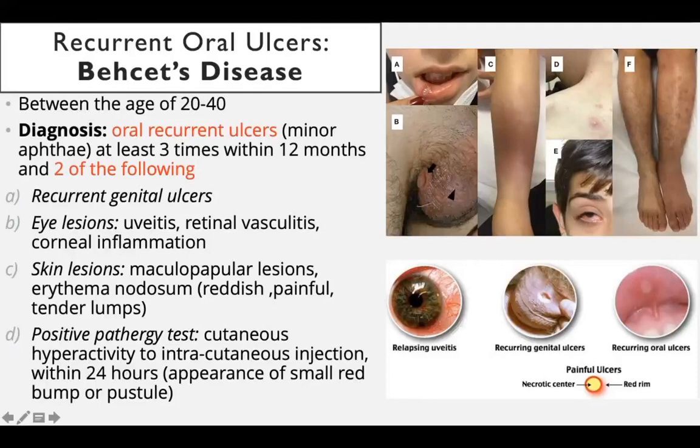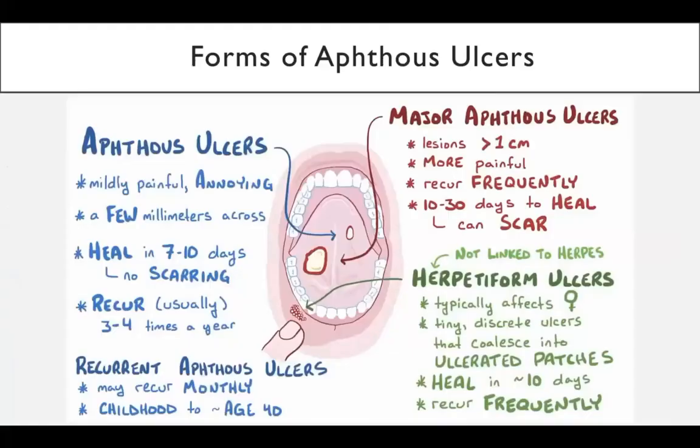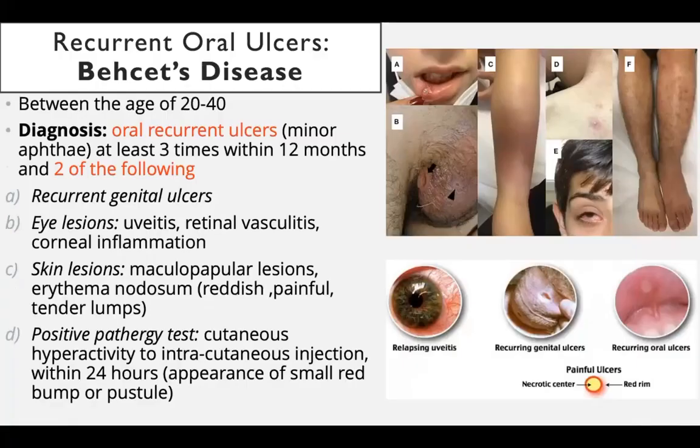So we finished aphthous ulcer, and now we are going toward the second part of the aphthous ulcer, that is Behçet's disease. The occurrence is between the age of 20 to 40. So we have 20 to 40 as the incidence age for Behçet's disease, and this is one of the recurrent oral ulcers. Diagnosis is oral recurrent ulcers with two of the following.